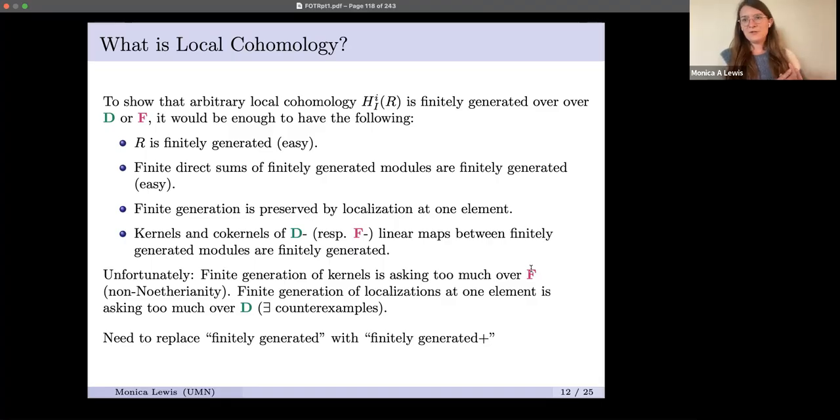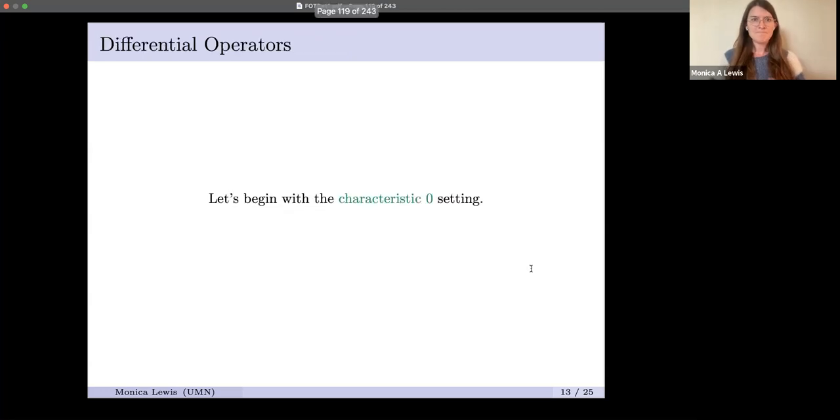So local cohomology modules are not random finitely presented or finitely generated modules over D or F. They're very special modules that are built in very special ways. So it's possible that finite generation of kernels is impossible for arbitrary finitely generated F modules, but maybe for local cohomology and the natural maps that arise between local cohomology modules, there's still something we can do. Maybe it has some extra bonus property besides just being finitely generated that will save us. Okay, so what might that property be?